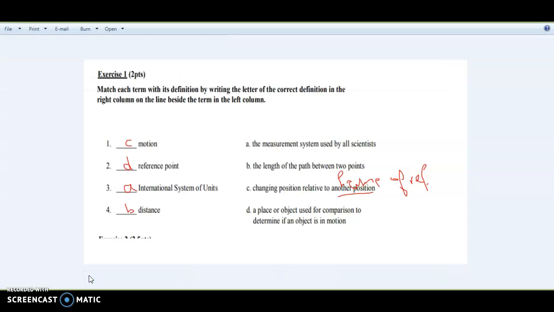Exercise 1. Match each term with its definition by writing the letter of the correct definition in the right column on the line beside the term in the left column. So we have to first read the terms, then read the definitions, then match.